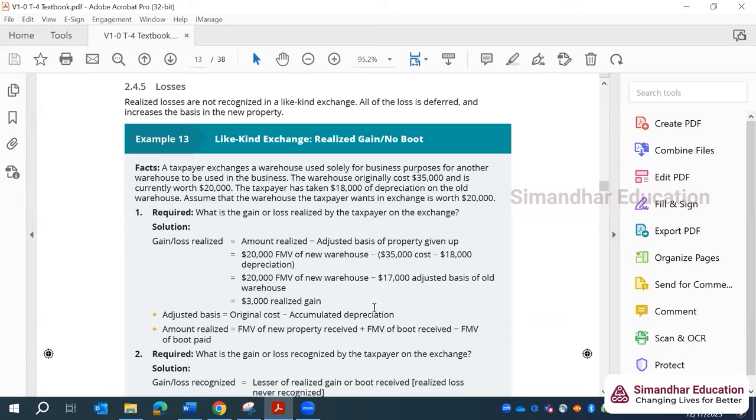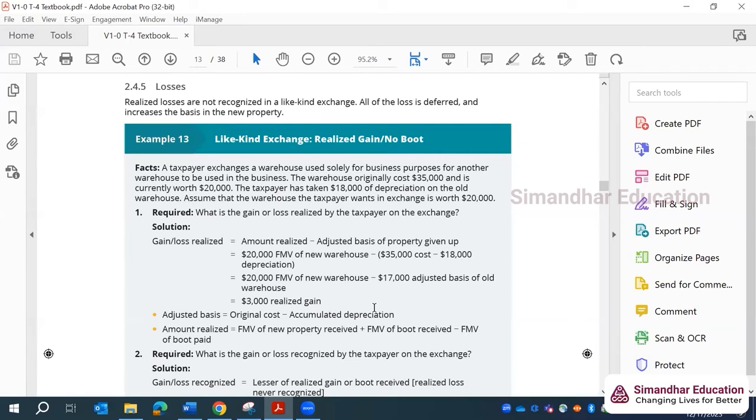Let's see example number 13. A taxpayer exchanges a warehouse used solely for business purposes for another warehouse to be used in business. The warehouse original cost is $35,000, is currently worth $20,000. The taxpayer has taken $18,000 of depreciation on the old warehouse. Assume that the warehouse the taxpayer wants in exchange is worth $20,000. First of all, does this qualify for a like-kind exchange? He's getting a warehouse for a warehouse. So it does qualify for a like-kind exchange.